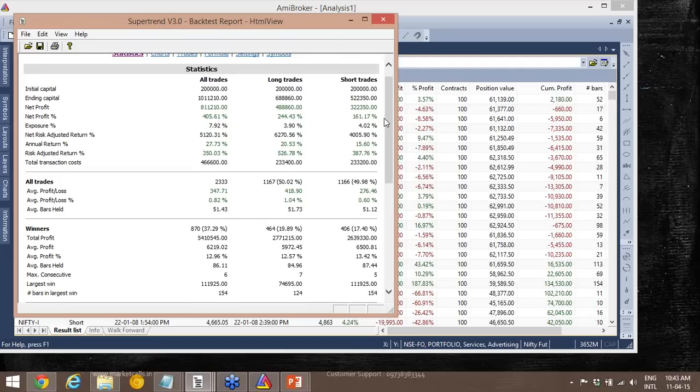So we have 233 trades, that is one metric, and the compounded returns are 27.73. The 27.73 is on compounded annual returns, not on month-on-month or year-on-year returns. What it says is that maybe in some year it would have delivered 100% or 200% returns, whereas in another year it would have delivered 5% or 10% returns.